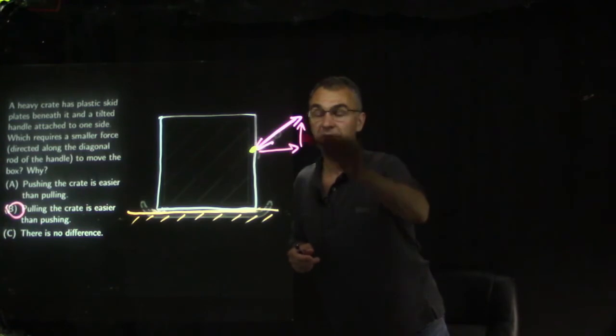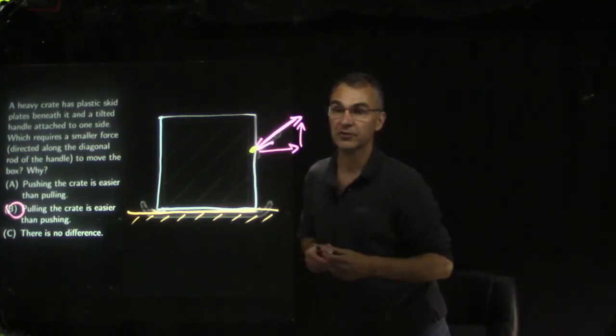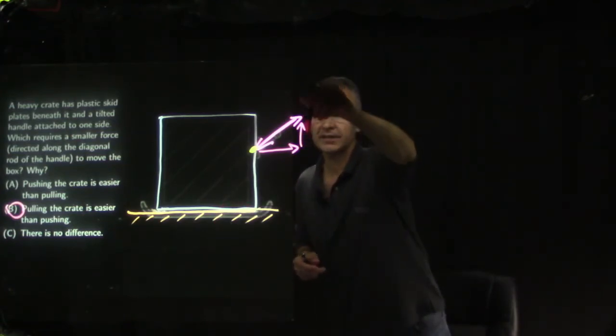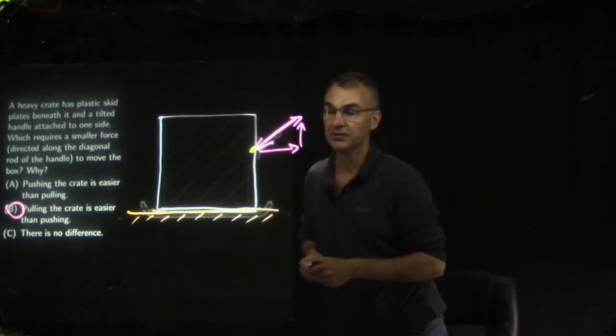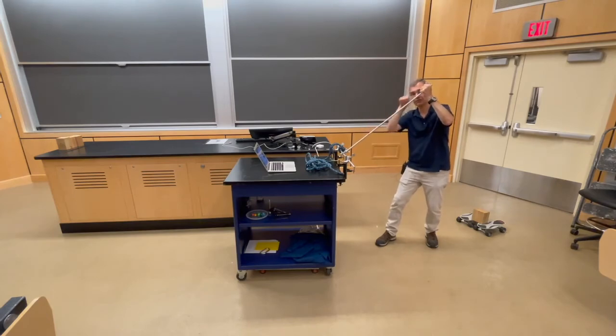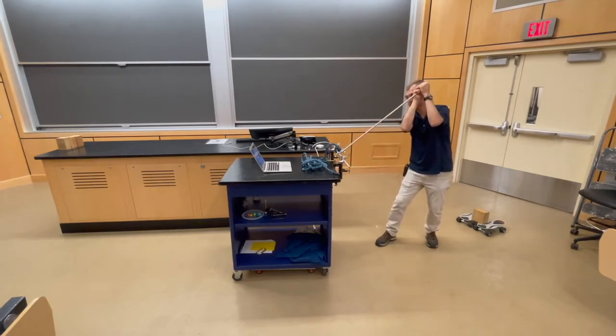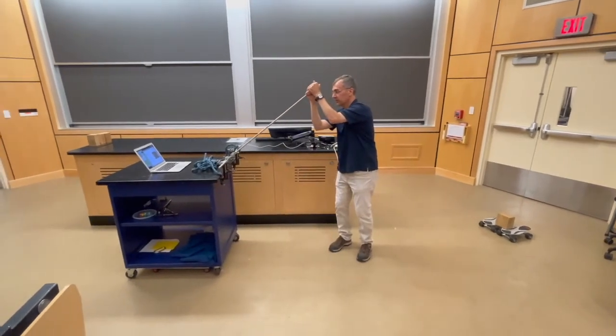This vertical component essentially is going to reduce the necessary normal force by the floor, so that will tend to reduce friction. Whereas if you push, then there's a downward component, and that downward component is going to increase the necessary normal force between the floor and the box, and that will increase friction. The force of my push or of my pull is directed along the axis of this rod. So in one case, I'm pushing, and in the other case, I'm pulling.